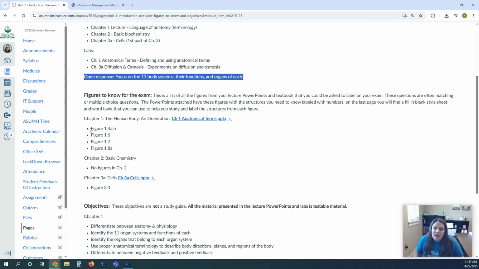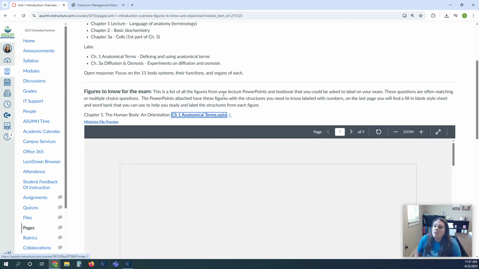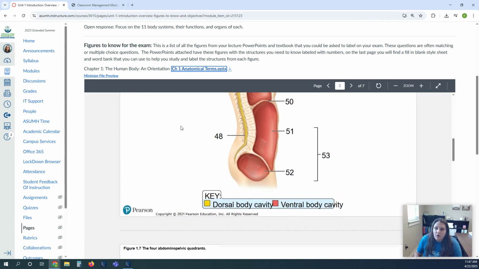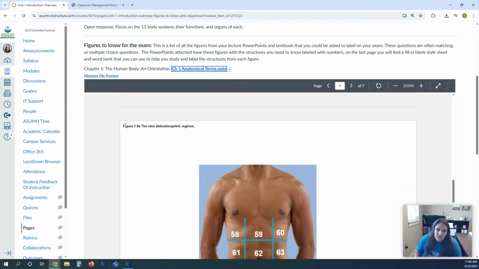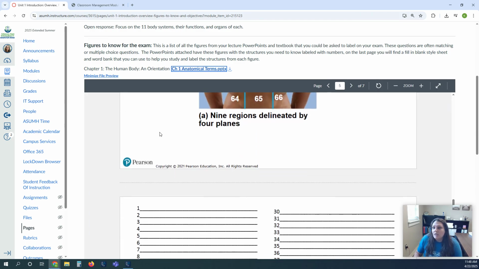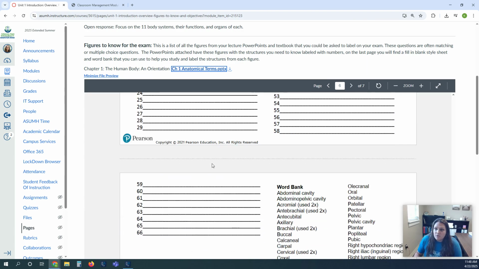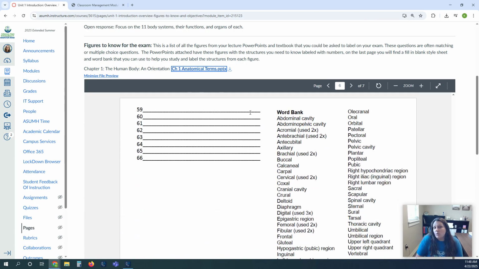Every time that I have a figure, like in chapter 1 there are 4 figures, I will actually include a PowerPoint. The PowerPoint is designed to help you start studying those different areas. You'll notice that I have these labeled. There's an arrow here that is going to be labeled, and I have all 4 of those diagrams that you need to know. If you're not sure, the figure number is at the top left. And then at the very end of the PowerPoint, I have all of the structures labeled 1 through however many questions there are with a blank. That allows you to go in and actually identify each one of those areas.